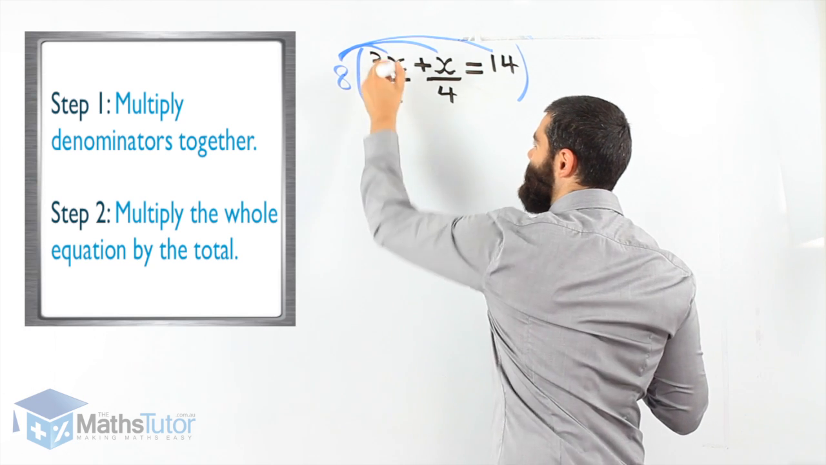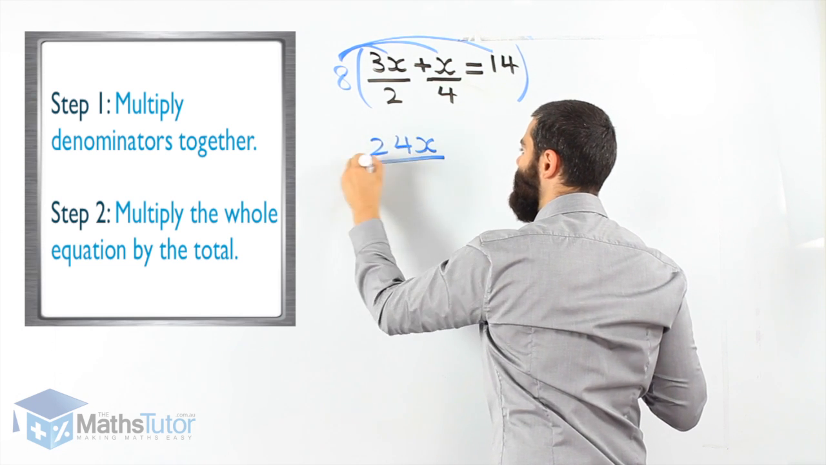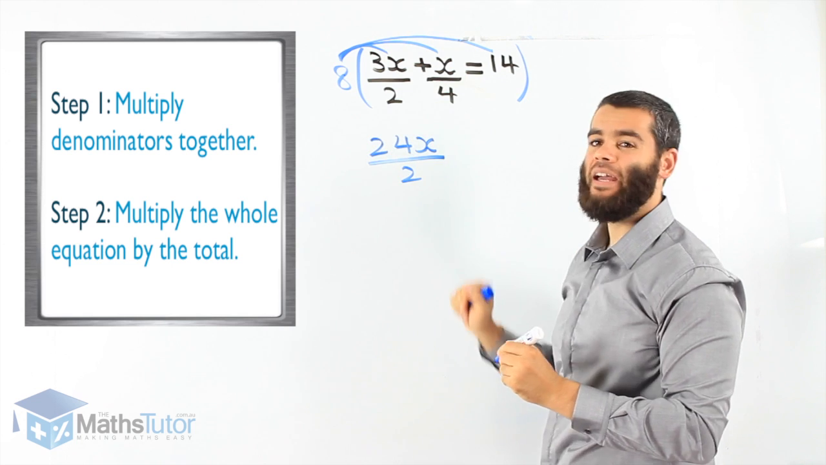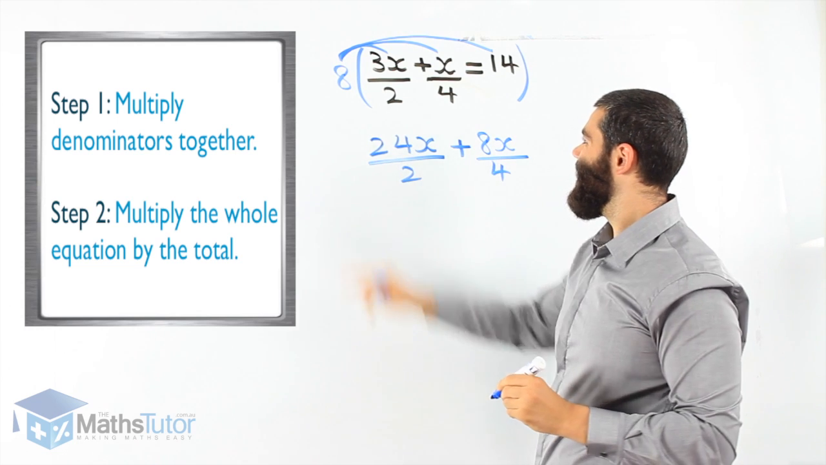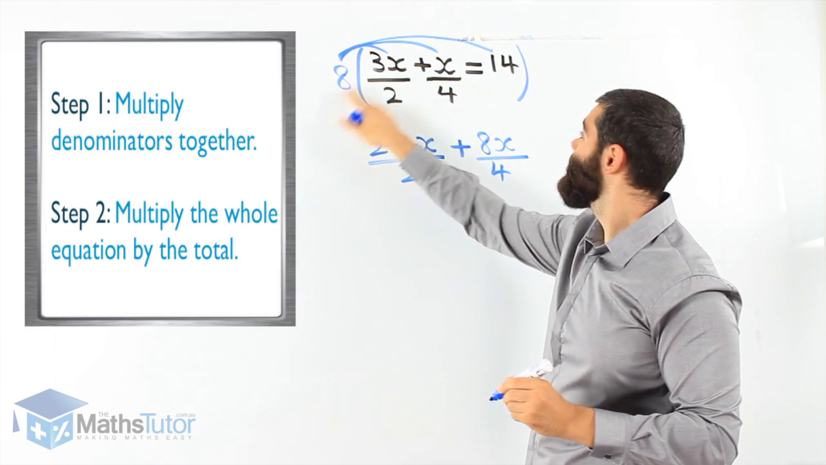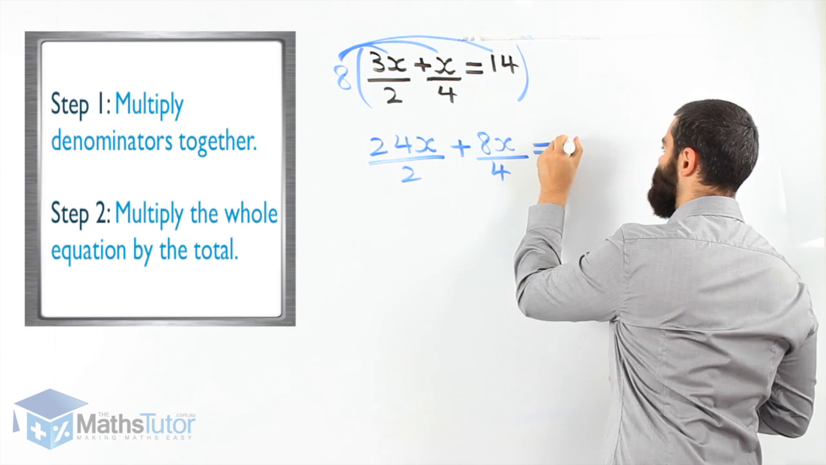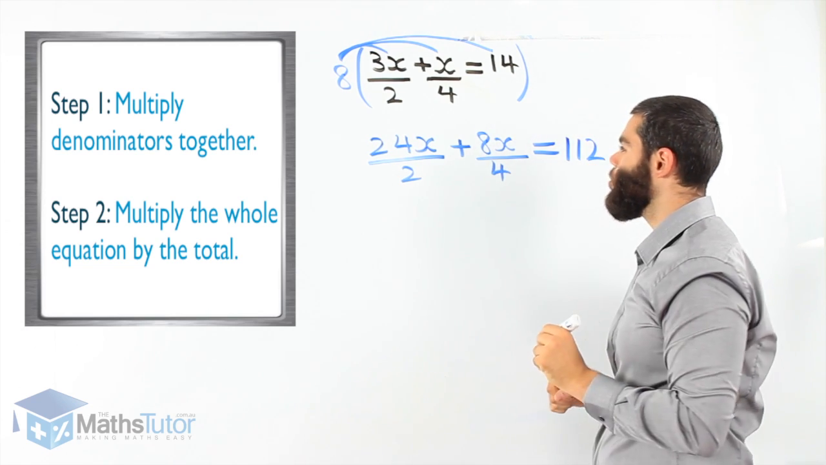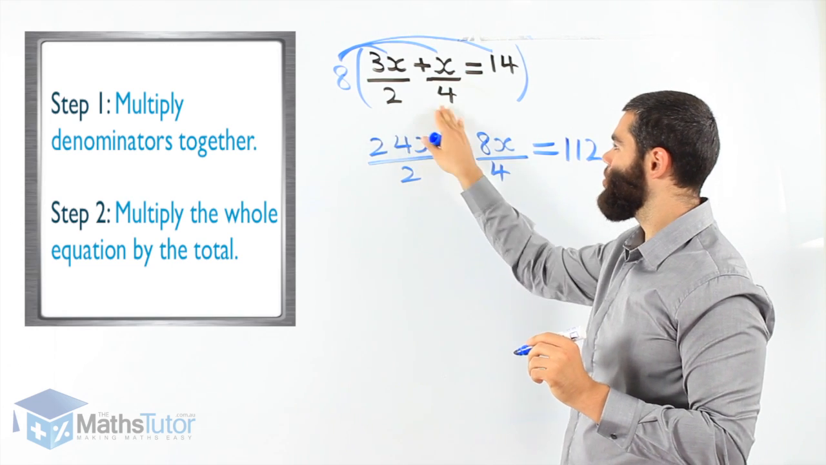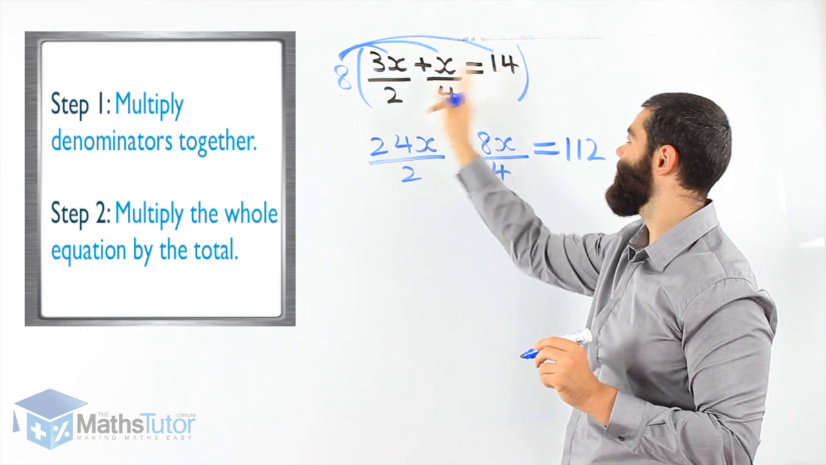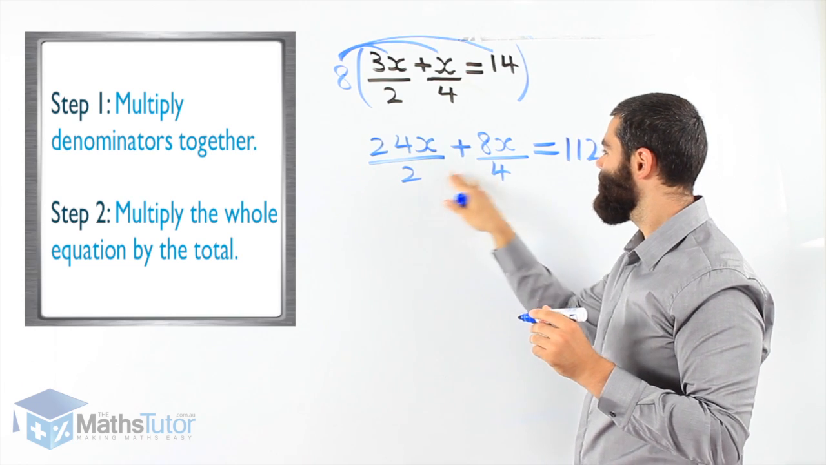Let's do that. 8 times 3x, 24x over 2. 8 times x is positive 8x over 4. And 8 times 14, 112. So now we have the first step completed. The whole process is to eliminate and get rid of the denominators.